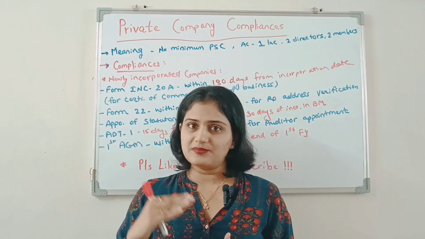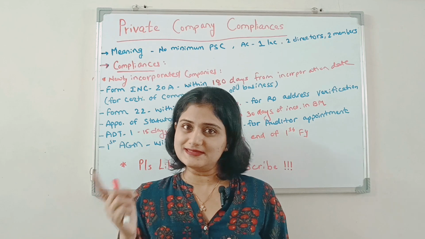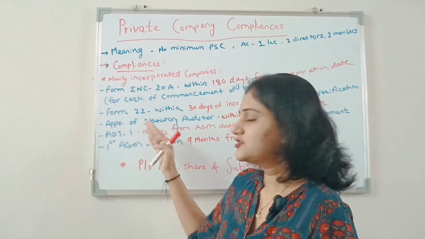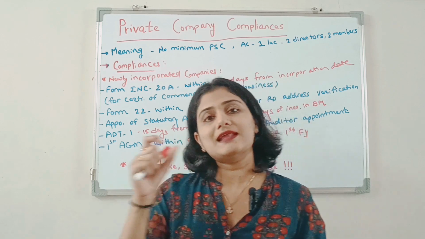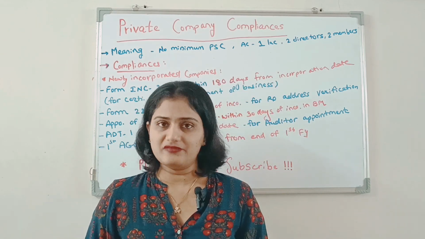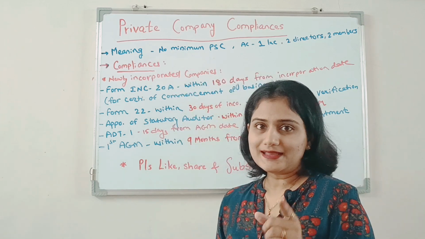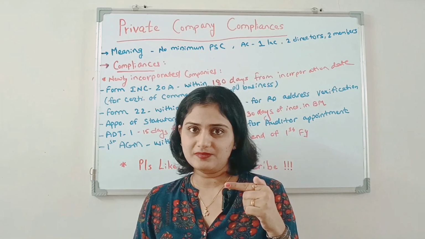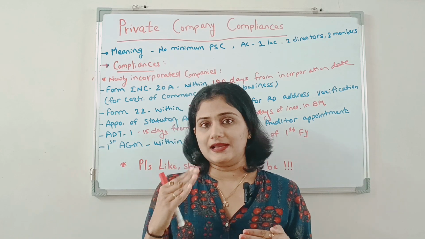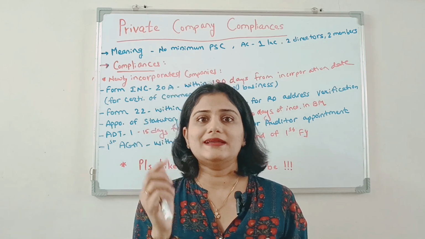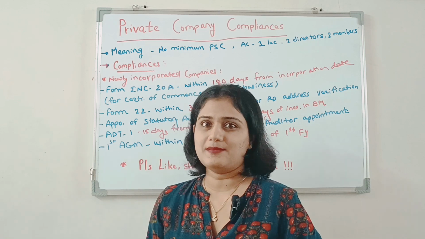So by 31st December 2025, the company has to conduct its first annual general meeting and approve its statutory auditor appointment, and it has to file form ADT1 within 15 days from the date of AGM. So if 31st December 2025 is the AGM date, then the form should be filed by 14th of January, because 31st December is also counted in the calculation of this 15 days timeline.